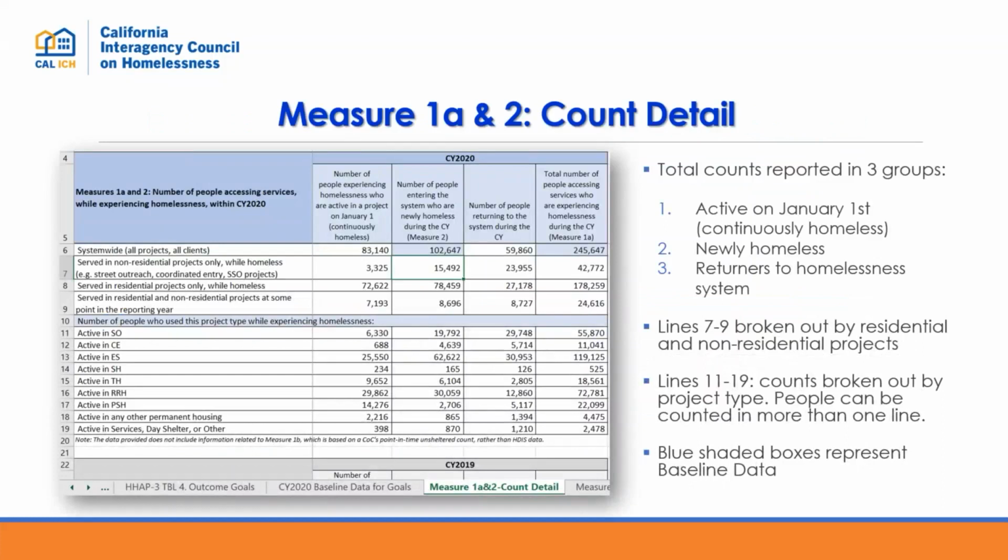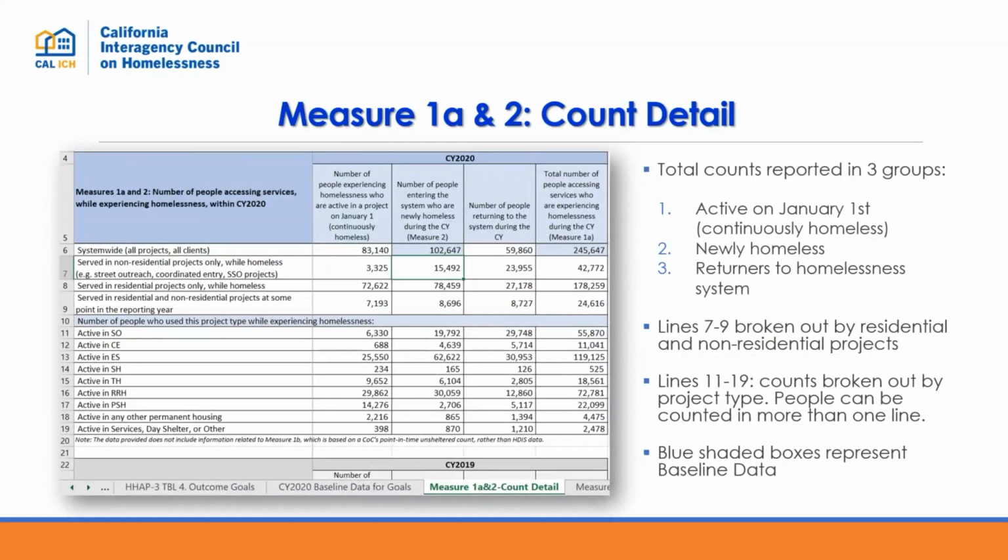Next, we will go through the measure detail tabs. The baseline data spreadsheet includes tabs with additional details for each of the outcome goal performance measures. These tabs show the calendar year 2020 baseline data for each measure, plus additional information that applicants can use to inform their assessments of their CoC's performance and the setting of their outcome goals.